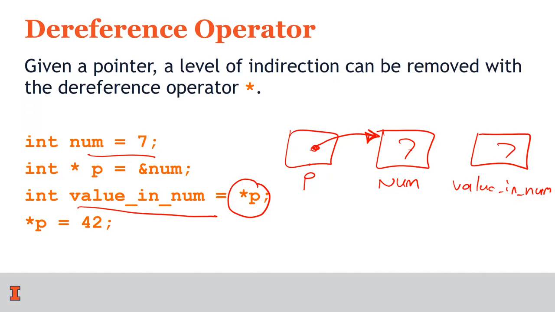Notice that the last line here, we do something different. So now that we've copied num into value in num, we say the dereferenced value of p should be made equal to 42. So we look at p, we follow that to where it's being dereferenced, and we change that value from 7 to 42. And the final state of this program, we have num that contains the value of 42, p that points to the memory address of num, and value in num is going to have the value of 7.